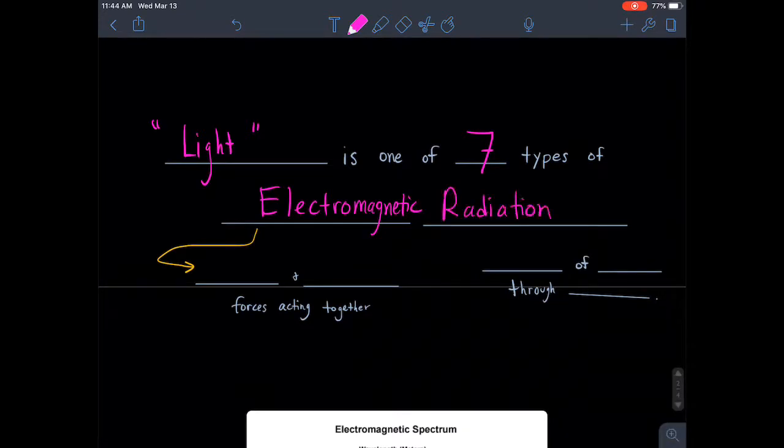Now, electromagnetic radiation is basically a word that we can break down. Electromagnetic just means that we have electric and magnetic forces that are acting together at the same time. And then radiation is just simply the emission of energy through space. So you can get radiation in a lot of different ways, and that's just the energy moving through space. And so electromagnetic radiation is when we have this electric and magnetic force that is traveling through space.